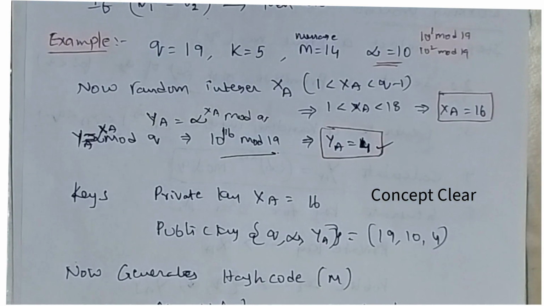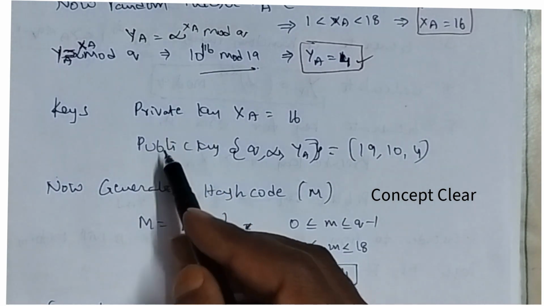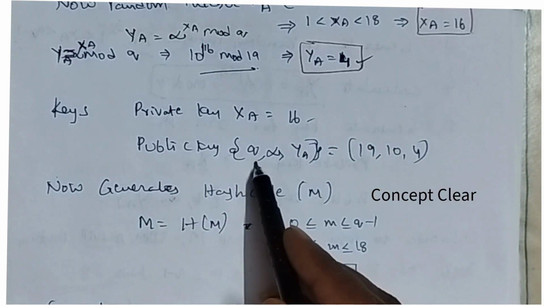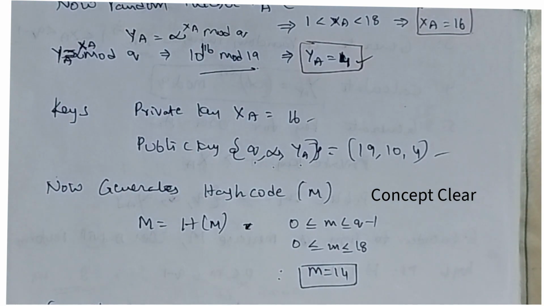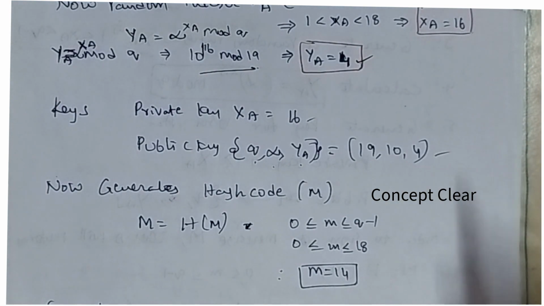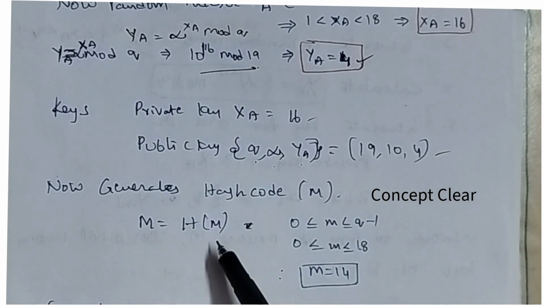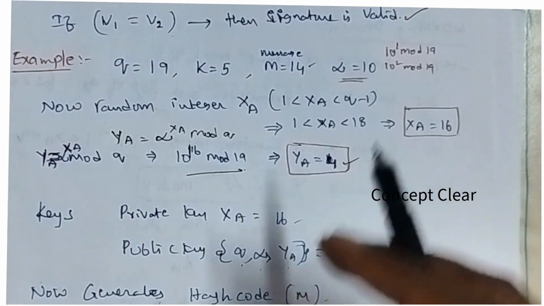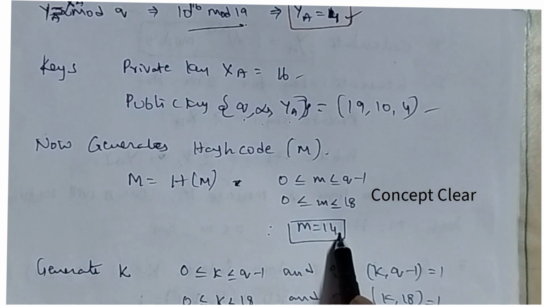Okay, in the next step we have to generate the keys. What is the keys formula here? The private key is xa, which is 16. The public key is q, alpha, ya. So this is the public key. Now we have to generate the hash code of the message m, so m equals h of m. For example, I am taking the plain text message equals 14.